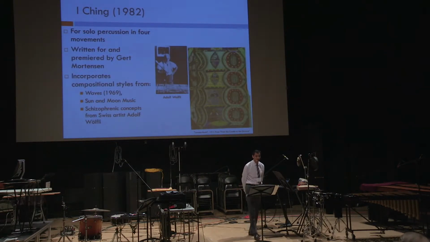So the ancient mystical text I Ching was the inspiration for Per Neeraj's percussion solo of the same name, written in 1982. It's written for and premiered by the famed Danish percussionist Gert Mortensen. It's a virtuosic tour de force in 4 movements.